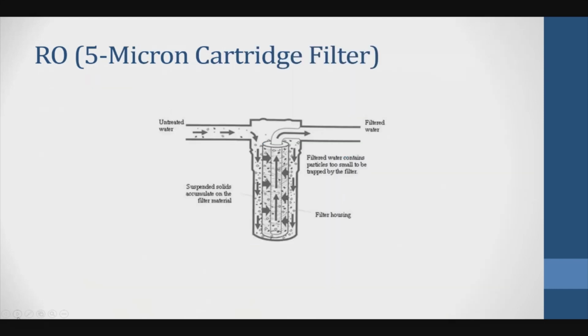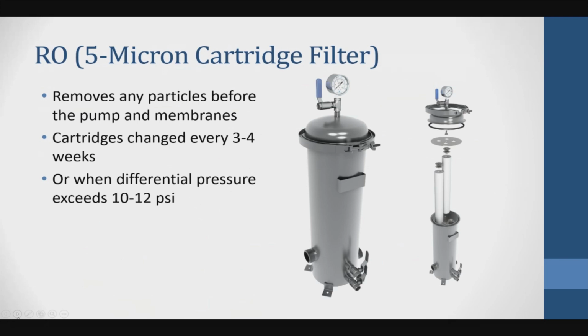Now, the 5 micron cartridge filter would look something like this, and the cartridge filter element itself would look something like this. Anytime you want to change the cartridges, you need to make sure that the system is off. You're going to open the drain valve and the vent valve. Of course, you want to open the vent valve first, and drain all the water, then open the clamp or the swing bolts, and get all the cartridges out. Make sure to wash the filter housing from inside, then start loading the new cartridges.